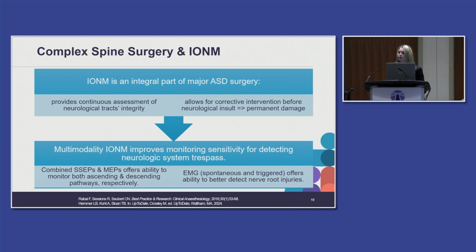Usually this is going to be in the form of multimodality monitoring, as this will improve sensitivity for detecting neurologic system trespass. The modalities we're talking about for spine surgery would be combined somatosensory and motor evoked potentials. These offer the ability to monitor both the ascending dorsal column medial lemniscus pathway and descending corticospinal tracts, respectively. And then electromyography, EMG, both spontaneous and triggered, is usually combined in to better detect nerve root injuries. Evoked potentials are going to detect spinal cord injuries better, and nerve root injuries will be better predicted by EMG.